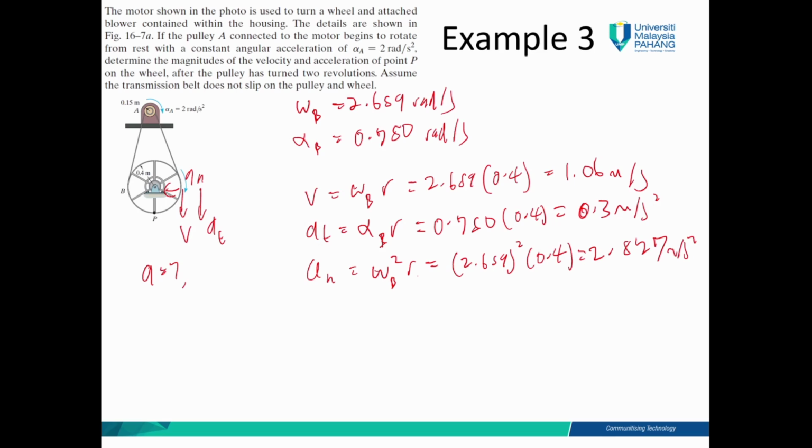So finding a is equal to finding the square root of at to the power of 2 plus an to the power of 2. So 0.3 to the power of 2 plus 2.827 to the power of 2, which, solving for it, you should get 2.84 meter per second square.